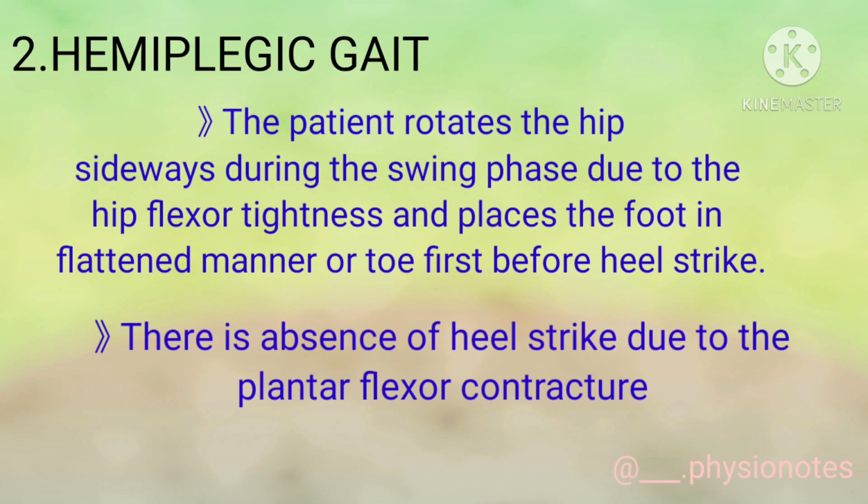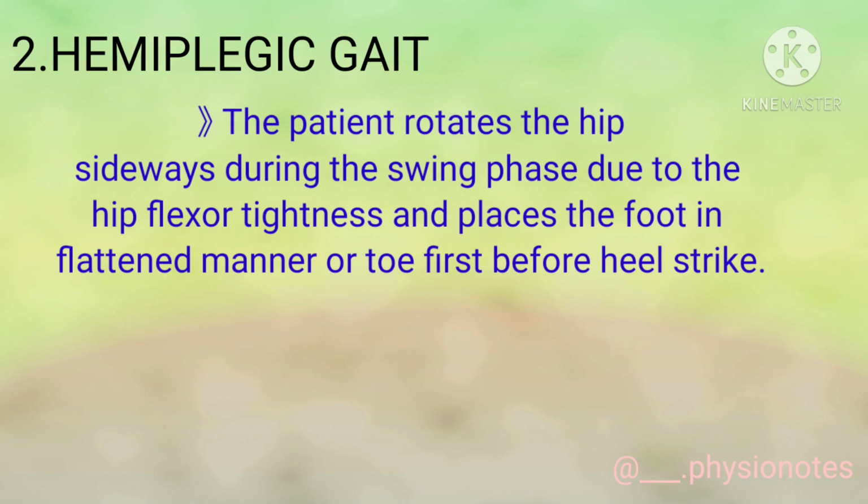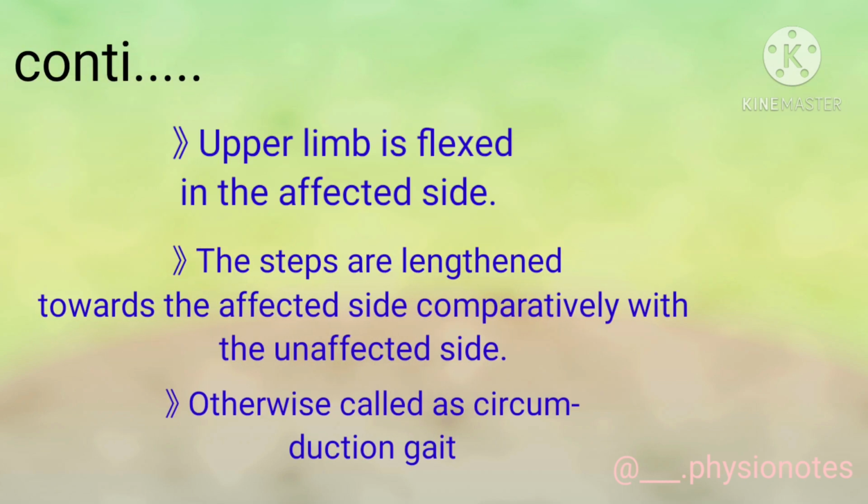Second, hemiplegic gait. The patient rotates the hip sideways during the swing phase due to hip flexor tightness and places the foot in a flattened manner. There is an absence of heel strike due to plantar flexor contracture. The upper limb is flexed on the affected side. Steps are lengthened towards the affected side compared with the unaffected side. This gait is also known as circumduction gait.